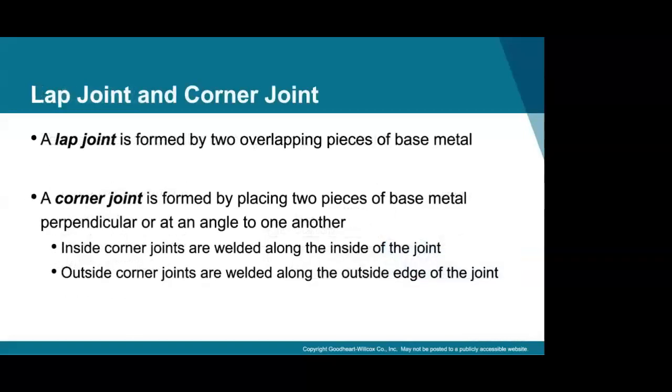Lap joint and corner joint. A lap joint is formed by two overlapping pieces of base metal. A corner joint is formed by placing two pieces of base metal perpendicular or at an angle to one another.